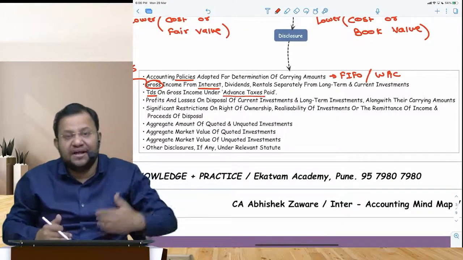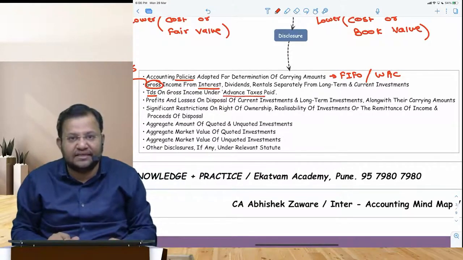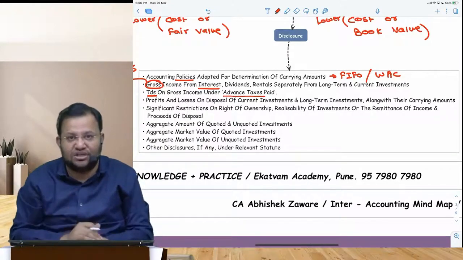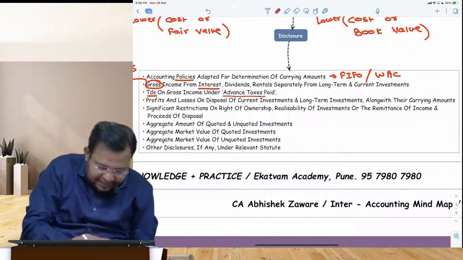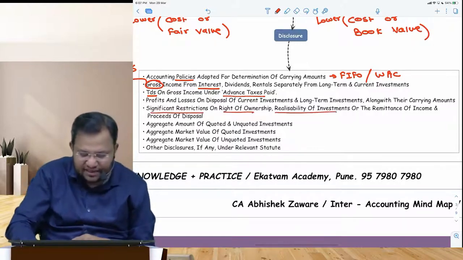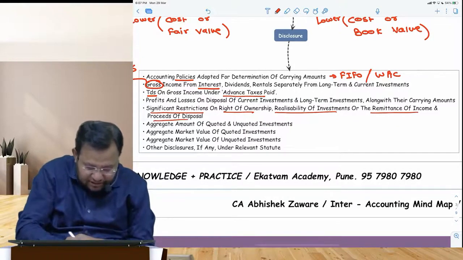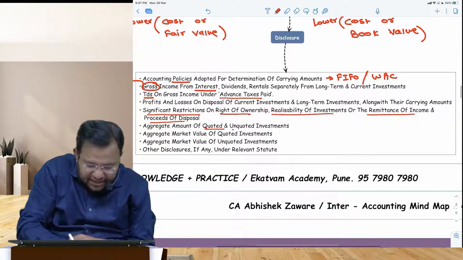If you have made an investment in securities of some company which is in a foreign country and there are restrictions on selling that investment, write about significant restrictions on ownership or realizability of investment or remittance of the proceeds of disposal. Aggregate amount of quoted and unquoted.